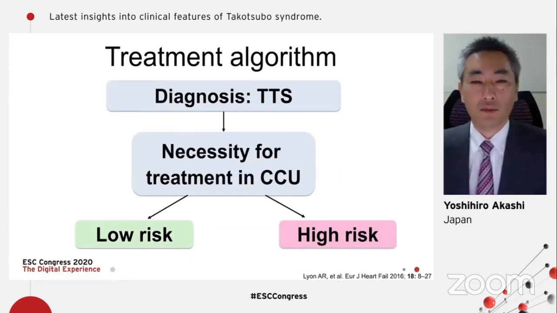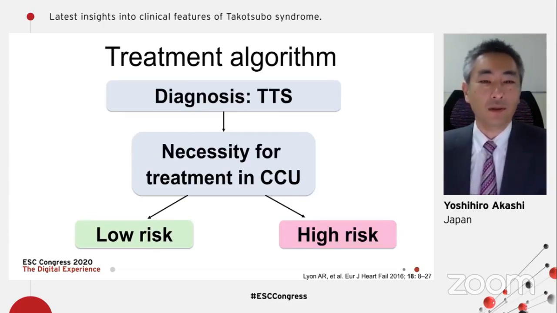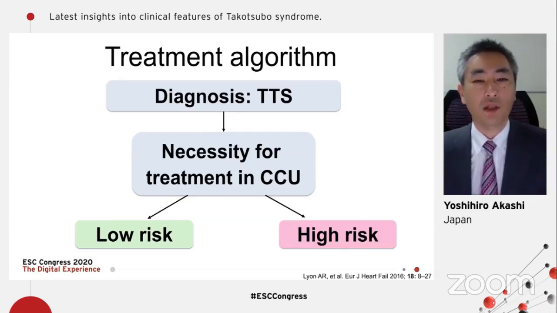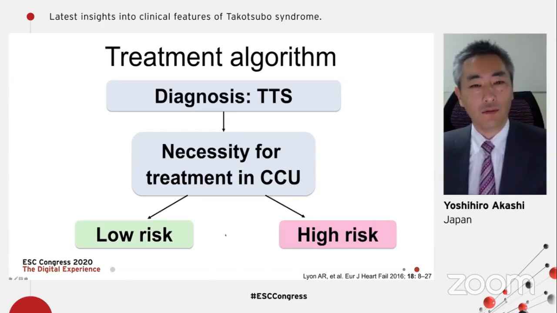This summarized figure shows how we should think about the patient with Takotsubo syndrome. Which patients are necessary to take care of in the coronary care unit or intensive care unit? As shown in this figure, we previously proposed an algorithm to treat Takotsubo patients according to this stratification, lower risk or higher risk.